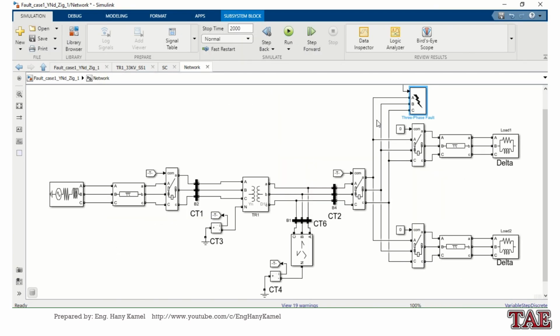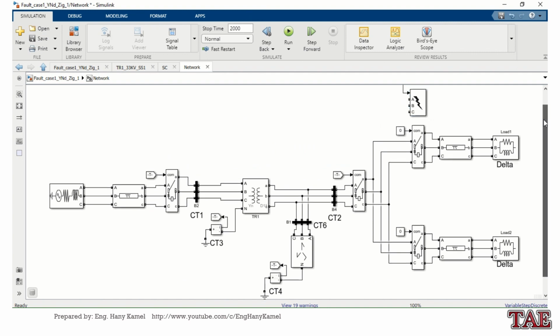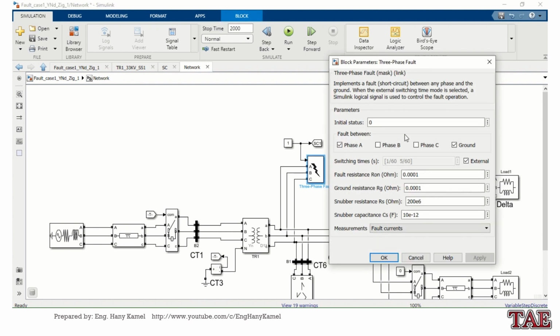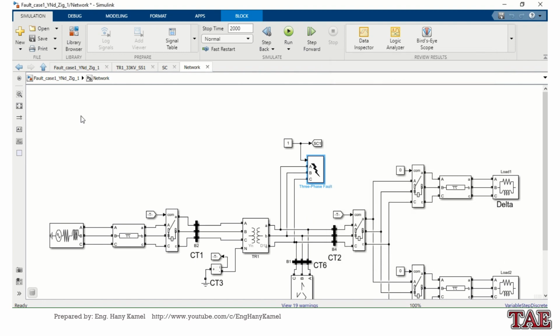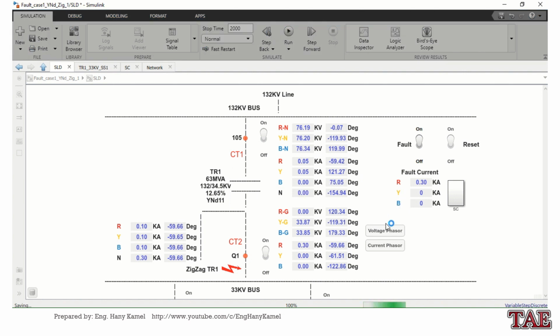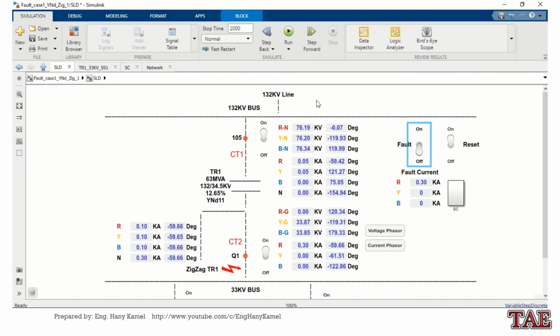Now we will shift the fault to the next area, between CT2 and the transformer, and I will start with a 3-phase fault. I will start with the normal condition.